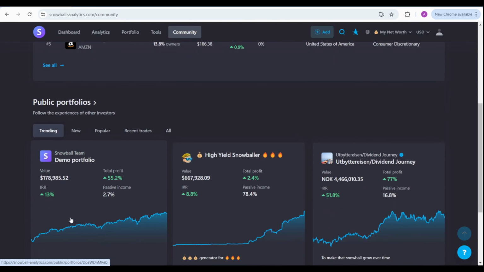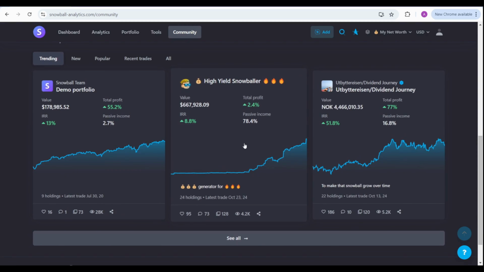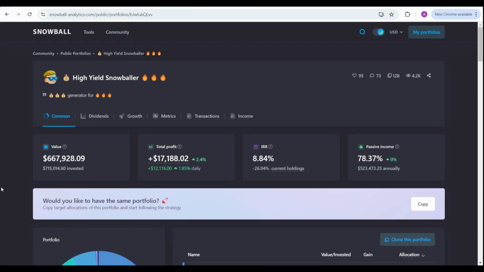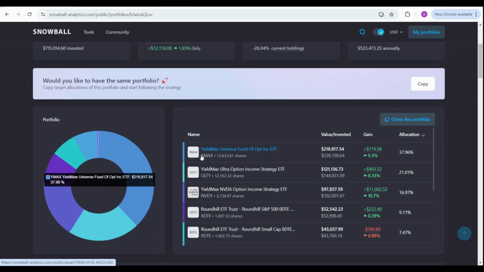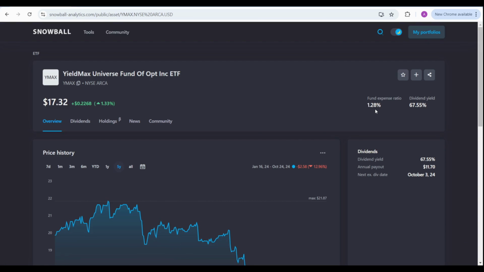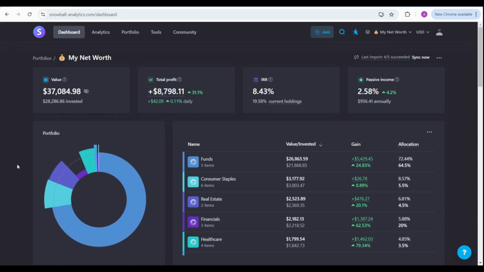And then you also have public portfolios, so you can check and see what other people are doing. I mean, this guy is a high yield snowballer. So he's holding tons of really risky high yield Max funds. So you can see right here that he's got this fund, which charges a 1.28% fee, but it has a 67% dividend yield. So, I mean, that's kind of crazy. But overall, Snowball Analytics is a fantastic tool when it comes to dividend investing.